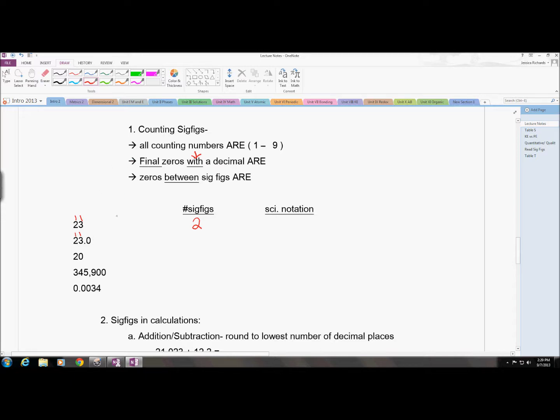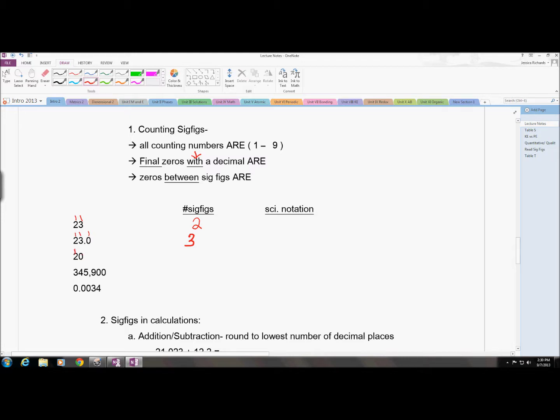Does my number end in 0? Yes. Is there a decimal in that number? Yes. So if it ends in 0 and there's a decimal, that one counts too. So this number contains 3 significant figures. Compare that to 20. The 2 is a counting number, so it counts.